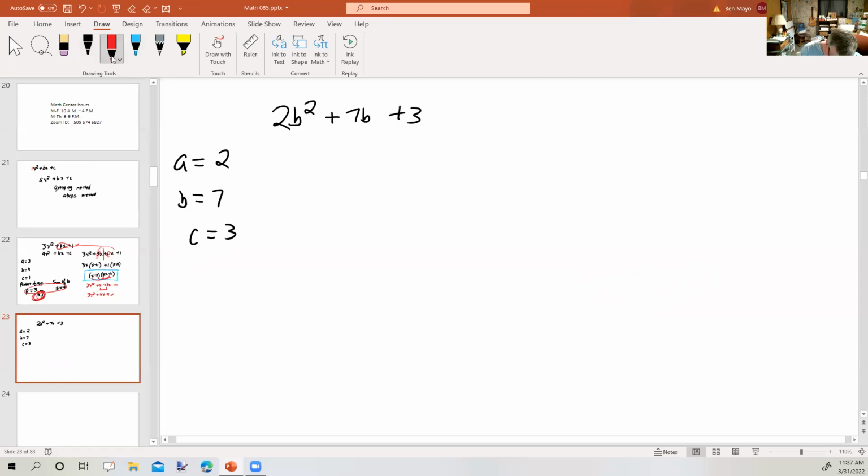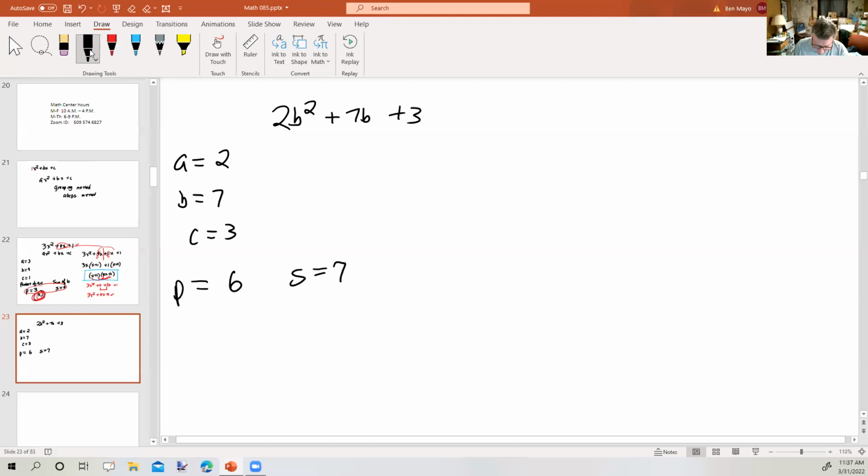Now, I want to point out this B is not the same as the b that's the variable in the problem, okay? This B that's circled in red stands for the coefficient of the middle term. All right, so that's clear. The product is A times C, and the sum is B.